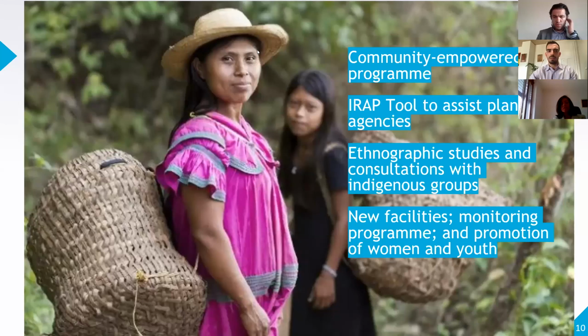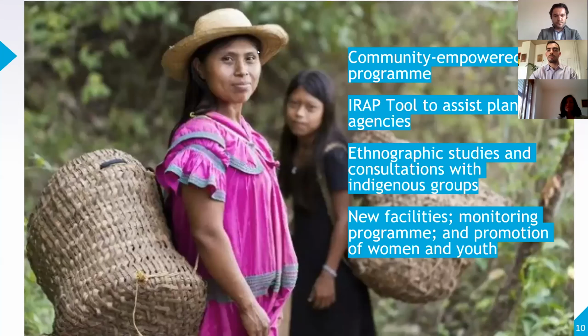Indeed, when we look at one of the tools which was used by the ILO in the planning stage of this project, the Integrated Rural Accessibility Planning Tool, the project team was able to determine the access needs of rural people through a participatory approach and to assist planning agencies to improve access to basic services for households. Following a process of ethnographic studies and consultations with Indigenous groups, the planning process provided policy support and guidelines for implementing water and sanitation services that gave priority to the needs of the most marginalized.